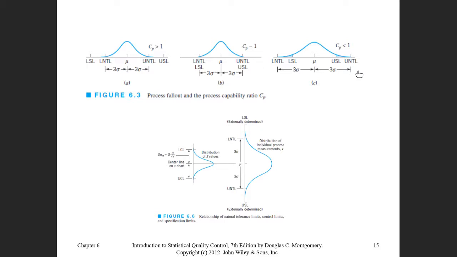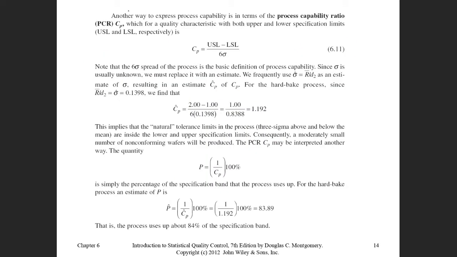In the worst case, if the CP is less than 1, that means your natural variation limit is greater than the specification limits. And in this case, you will be beyond the specification most of the time, okay? This is how to interpret the ratio you found here.